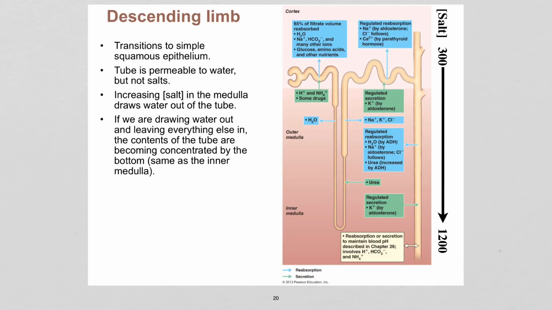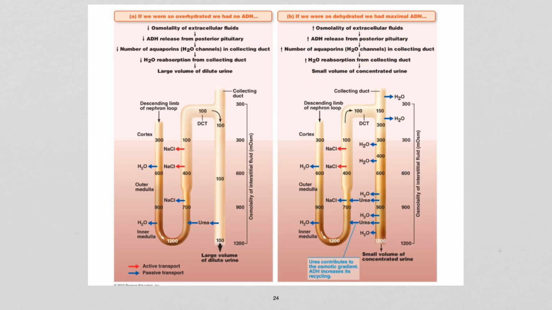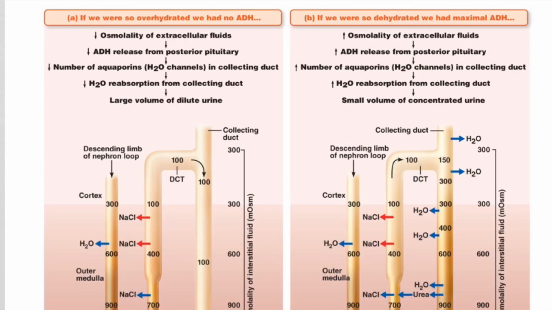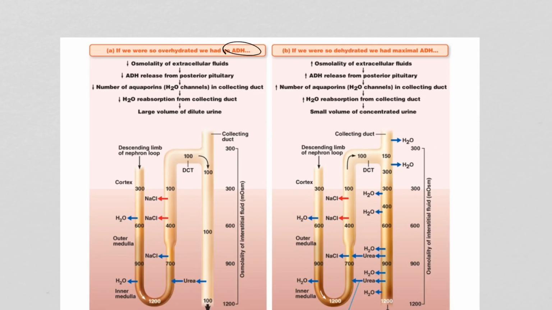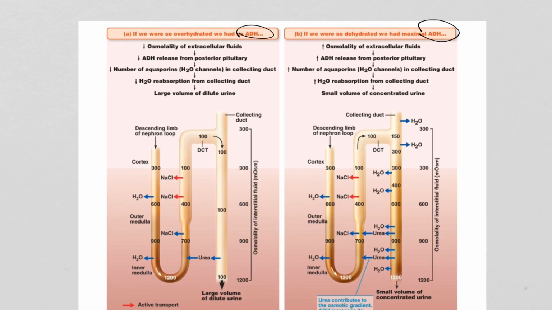All right. The descending limb. This is where I'm going to do things slightly out of order. I'm going to jump to slide 24 for a minute and show you, this is a really, really important slide for showing you what's going on with the renal loop and the collecting duct. Okay, all of this ties into the hormone ADH, or antidiuretic hormone. What's going on here is you're fine-tuning exactly what the concentration of your urine is.